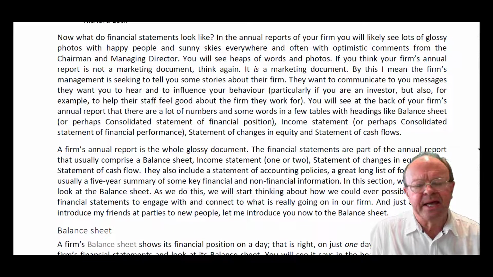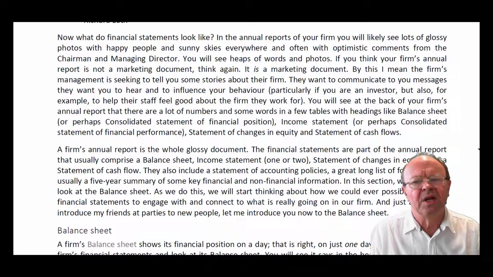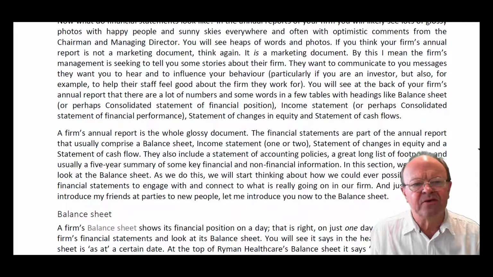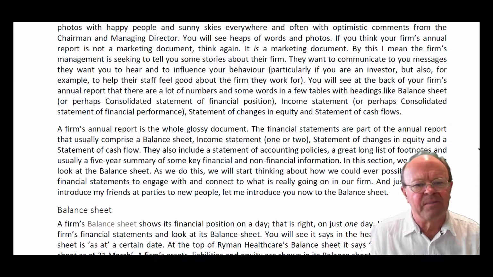Now, what do financial statements look like? In the annual reports of your firm, you will likely see lots of glossy photos with happy people and sunny skies everywhere, and often with optimistic comments from the chairman and managing director. You will see heaps of words and photos. If you think your firm's annual report is not a marketing document, think again. It is a marketing document.